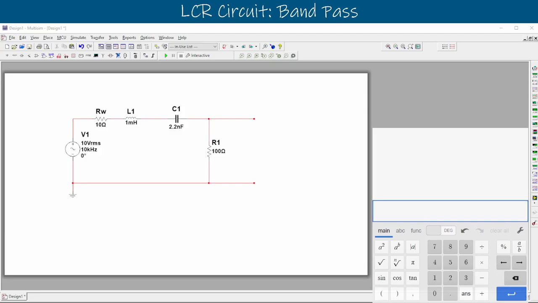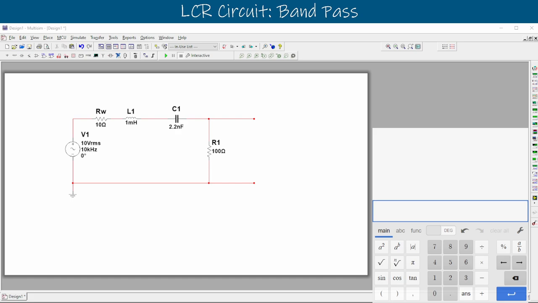Right, hello and welcome. In this video, we're going to look at this band pass filter. This is going to incorporate both inductors and capacitors, and what we expect from inductors, them liking lower frequencies, and what we expect from capacitors, them liking higher frequencies, are going to combine together in this example here.